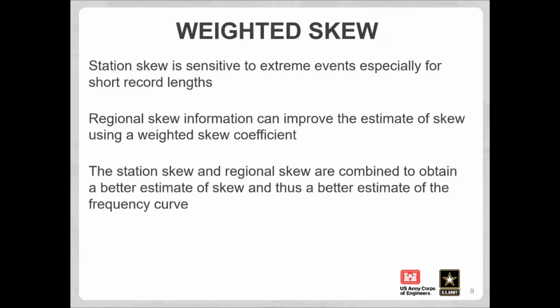So just a reminder, why we do weighted skew. Station skew estimates are really sensitive to extreme events, especially when we have short record lengths, which is often the case. So we use regional skew information to improve our estimate of the skew with a weighting concept. Basically the station skew estimate and a regional skew estimate get combined within EMA to improve our estimate of skew and thus give us a better estimate of the flow frequency curve. Next slide, Mike.